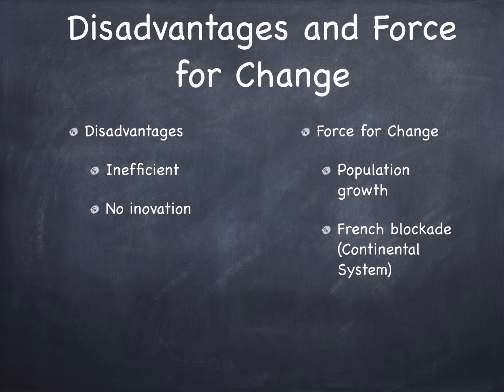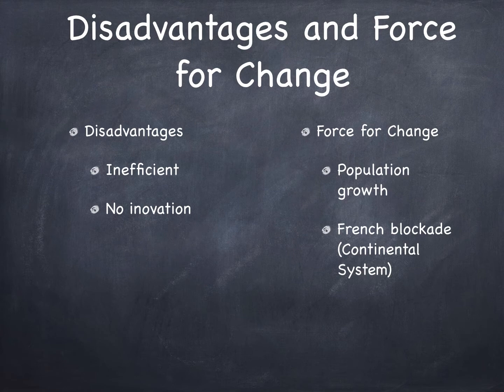All right, so there are disadvantages. It's inefficient. There's no move towards innovation in this system. And population's growing, and there's scarcity of food, so they need to have food. Under the continental system, there was a blockade, so they weren't really getting as much food from America and from other areas, so they needed to become self sufficient.